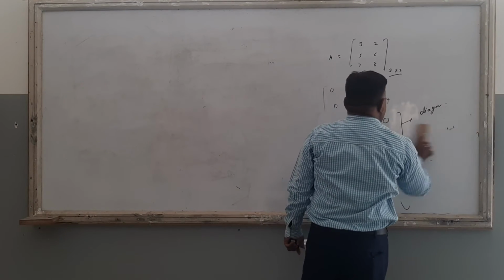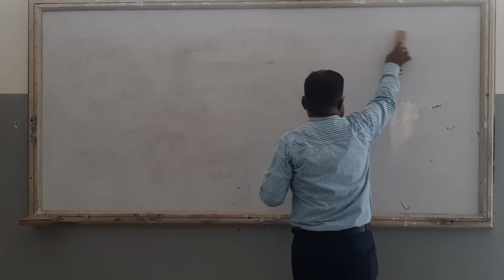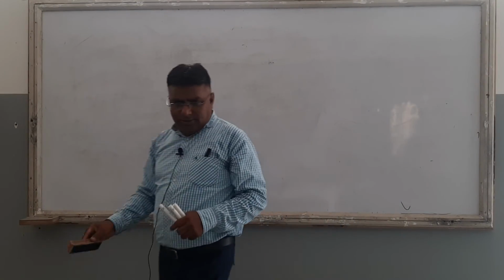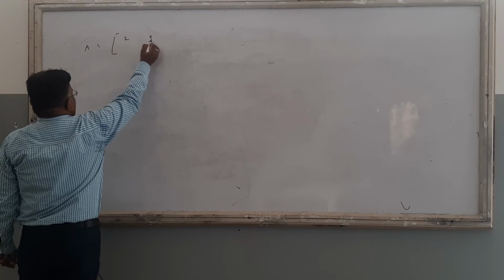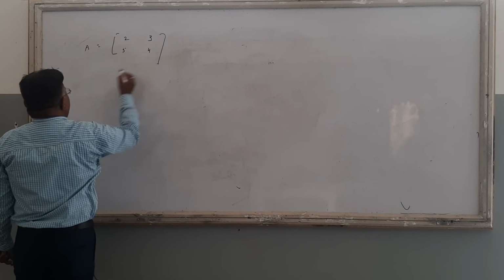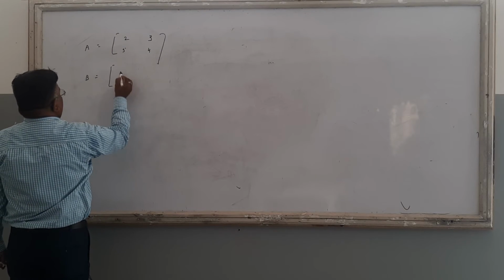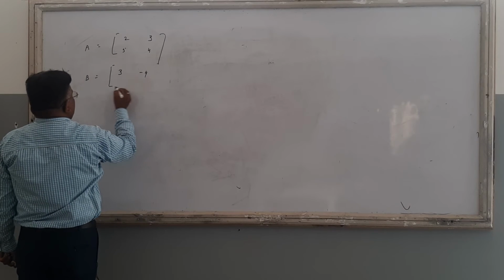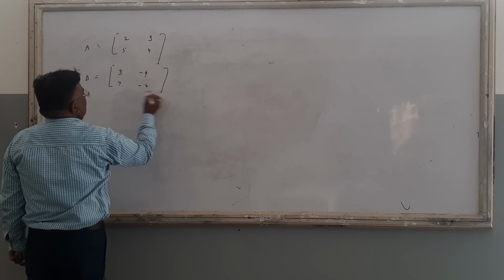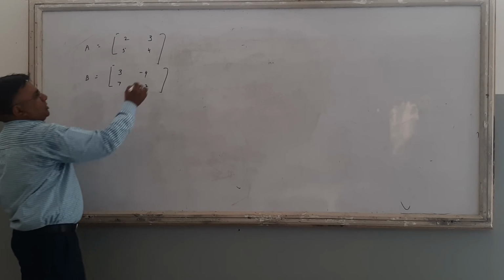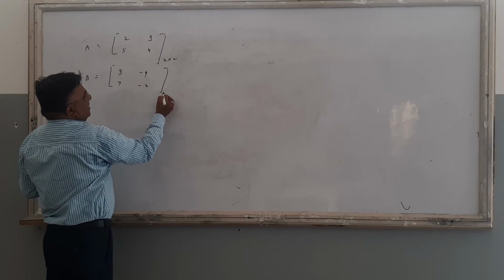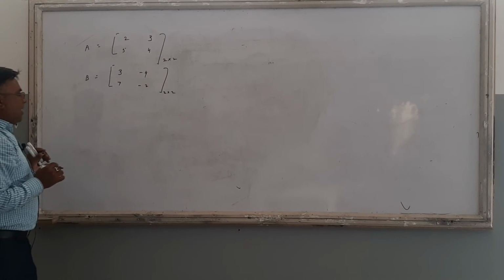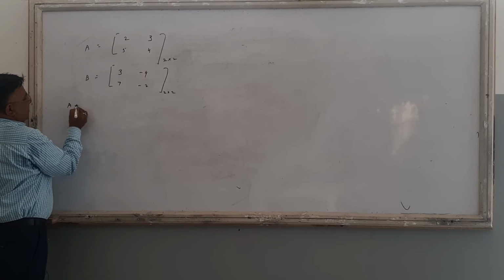For example, A matrix is given and B matrix is given. A matrix is given 2, 3, 5, 4 and B matrix is given 3, minus 4, 7, minus 2. Right? Both matrices are given. This matrix is of order 2 into 2. Why? Because 2 rows and 2 columns. This matrix is also 2 into 2. That is a square matrix. Now find the value of A plus B.